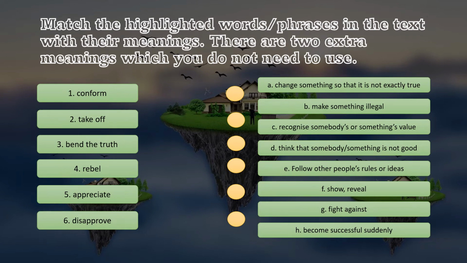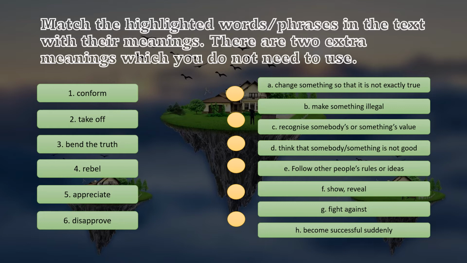Let's enrich our vocabulary by matching the highlighted words or phrases in the text with their meanings. There are 2 extra meanings which you do not need to use. Let's go through the words or phrases from 1 to 6. Number 1, conform. Number 2, take off. Number 3, bend the truth. Number 4, rebel. Number 5, appreciate. Number 6, disapprove. Now let's look at the meanings provided here.